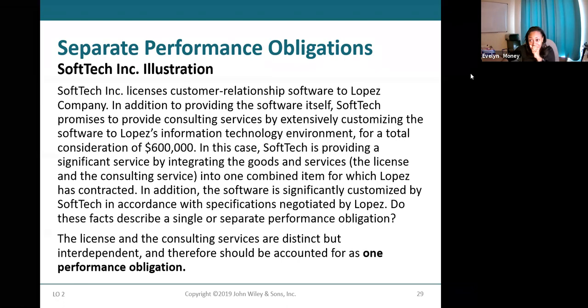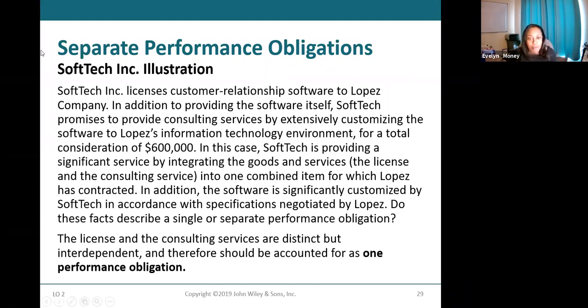Excuse me, I'm coughing. Excuse my coughing fit. It seems like every time I lecture on this topic, it just chokes me up. I don't know what's going on.